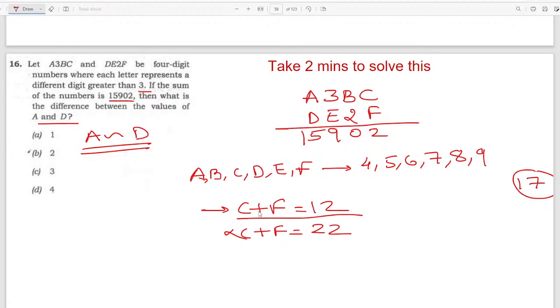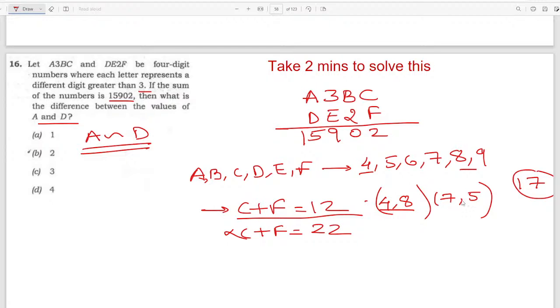Now in this possibility, C plus F should give you 12. Which two numbers will give you 12? 4 plus 8 would give you 12. So there is 4 and 8 and also 7 and 5. There can be 4 and 8 and 7 and 5. And any other two numbers will not give you 12. 6 plus 6, another 6 should be there. It is not there. 6 plus 7 would give you 13. So these are the only two options.